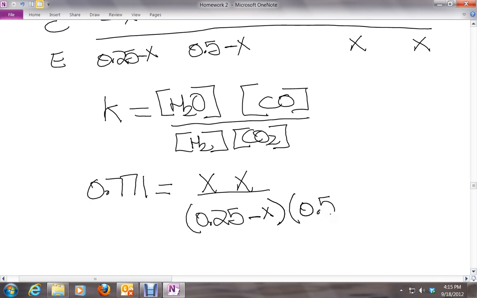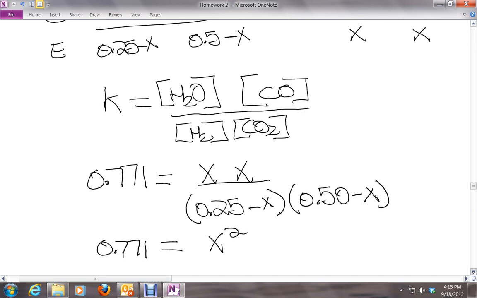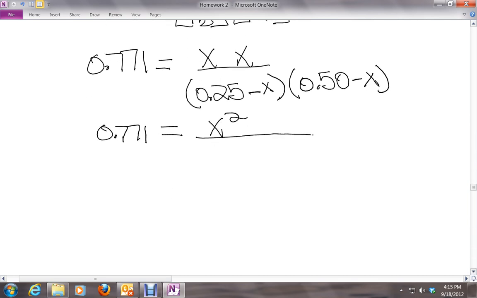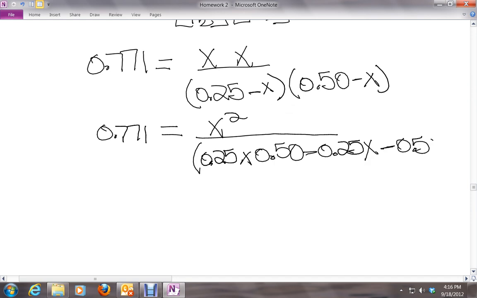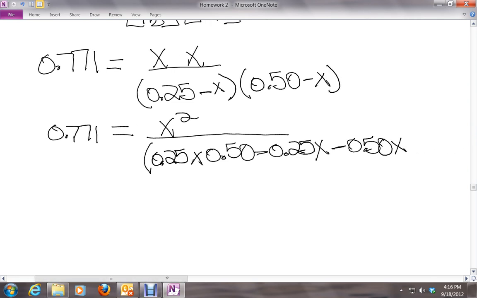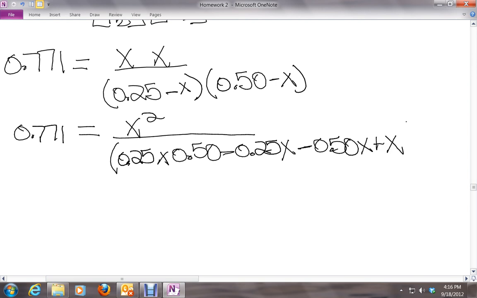And 0.5 minus X. So we're going to do 0.771 equals X squared over. We do the distributive property, so it's going to be 0.25 by 0.50, minus 0.25x, minus 0.50x, plus x squared. It's first one with first one, first with second, second with first, and second with second.